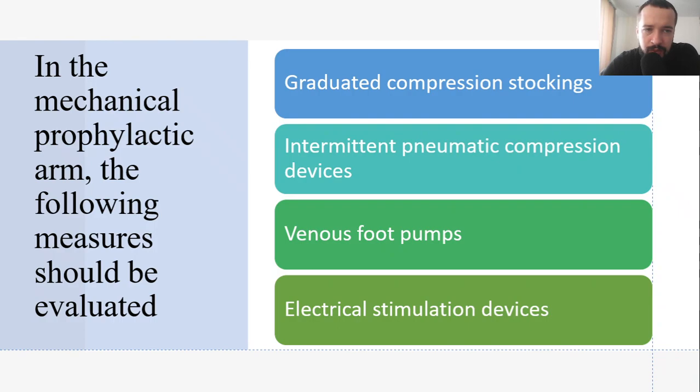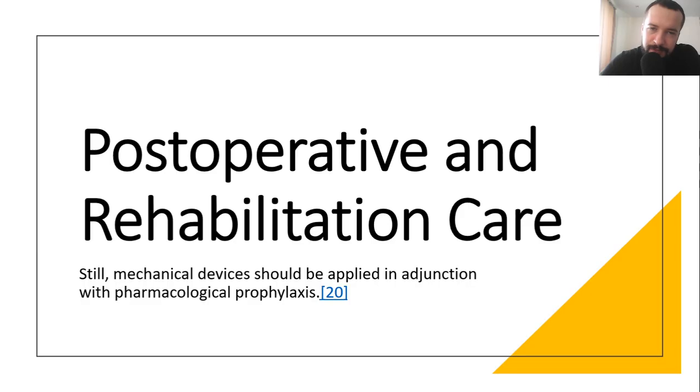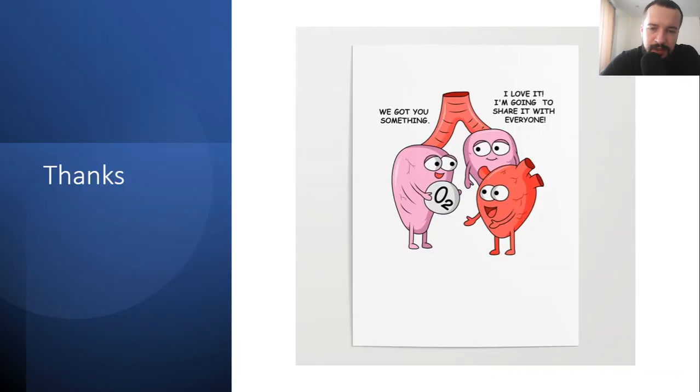In the mechanical prophylactic arm, the following measures should be evaluated: graduated compression stockings, intermittent pneumatic compression devices, venous foot pumps, electrical stimulation devices. Still, mechanical devices should be applied in conjunction with pharmacological prophylaxis.